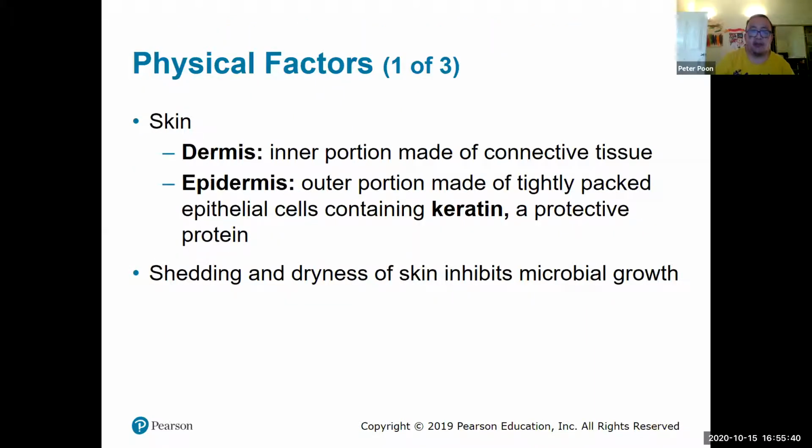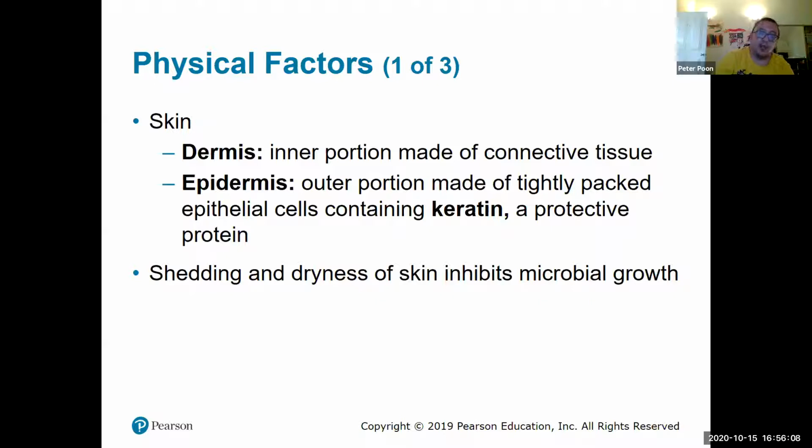The dermis, epidermis. Skin is made of the epidermis on the outside and the dermis on the inside. The shedding and dryness of skin actually prevents microbial growth. Microbes grow on it, but we shed it off. The dryness and the acidic factor also help the skin.